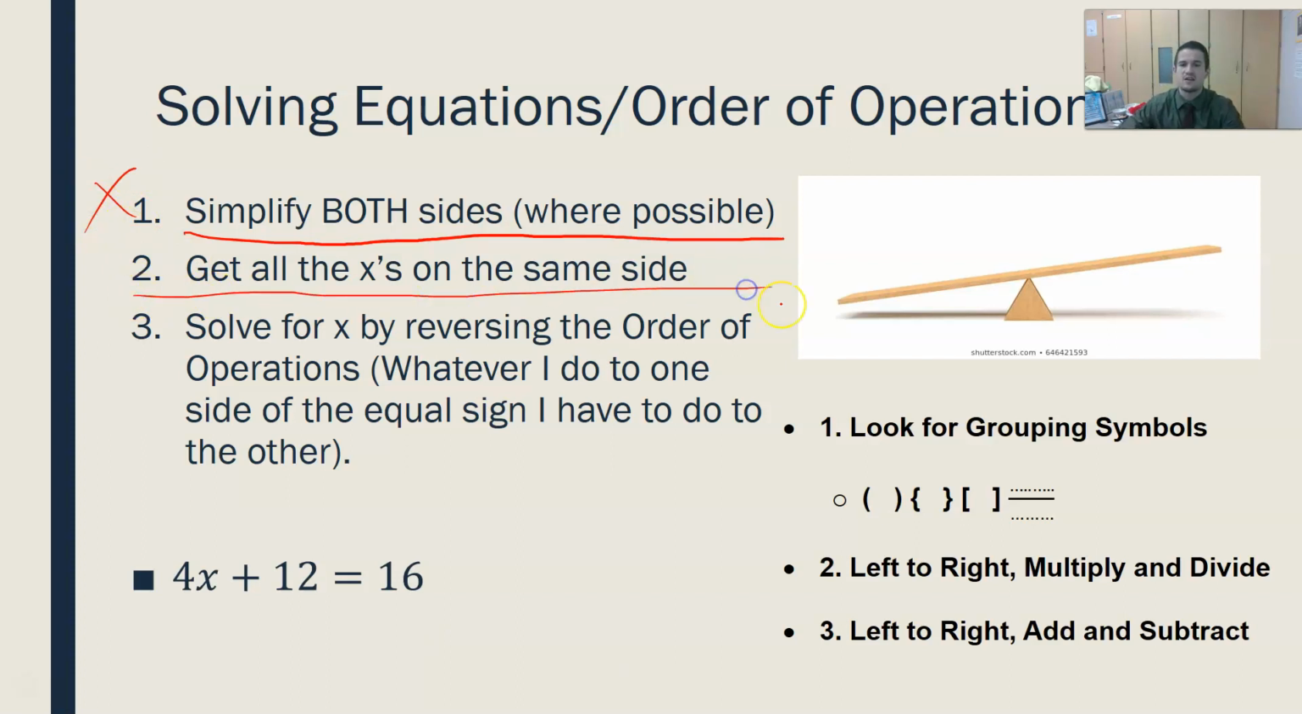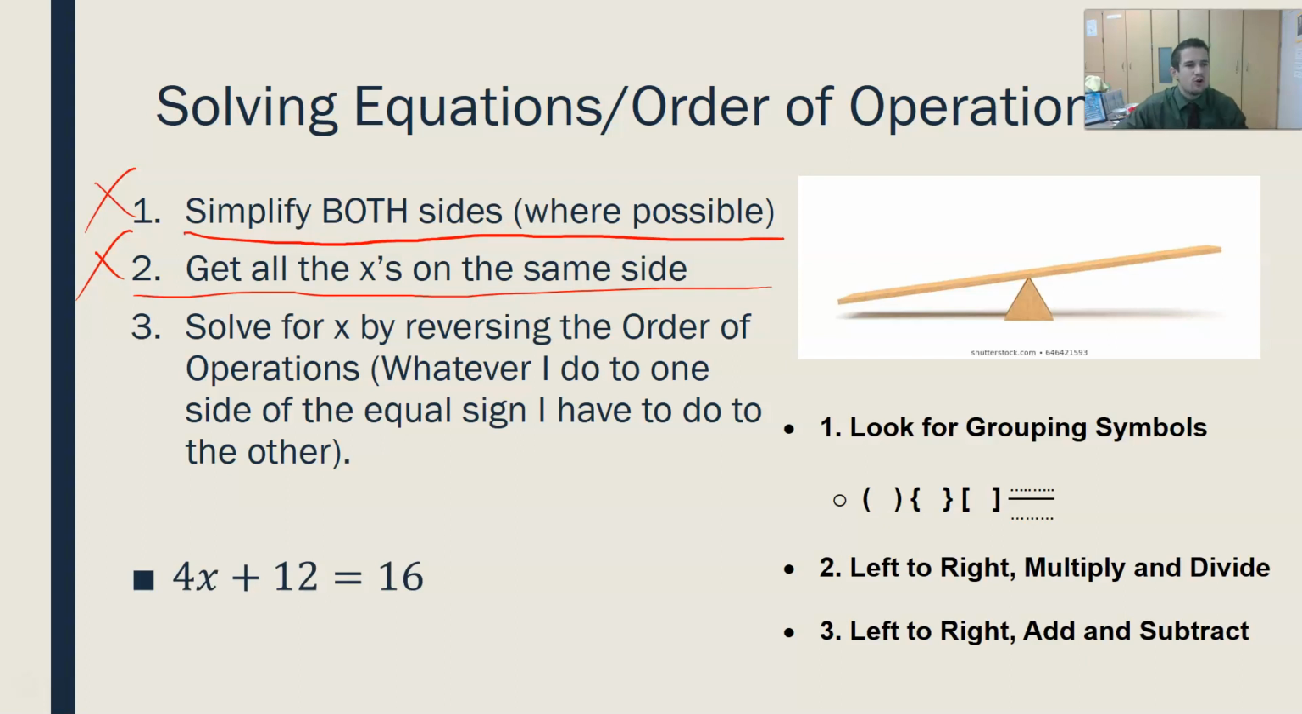Step 2 is get all the x's on the same side. If I have an equation where I have some variables on one side and some variables on the other side, I want to get them all on the same side. In this case, here's an x. And that's the only one. So all my x's are already on the same side. So I can skip that step. Step 3, I solve for x by reversing the order of operations.